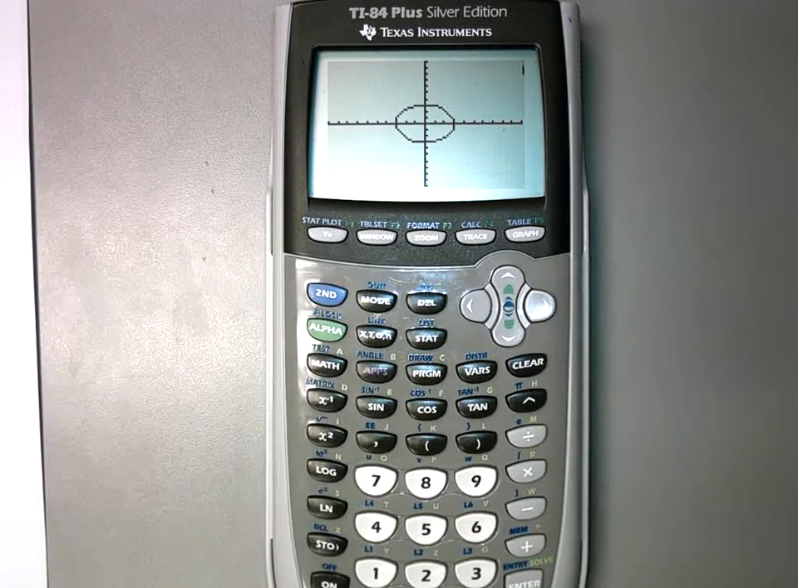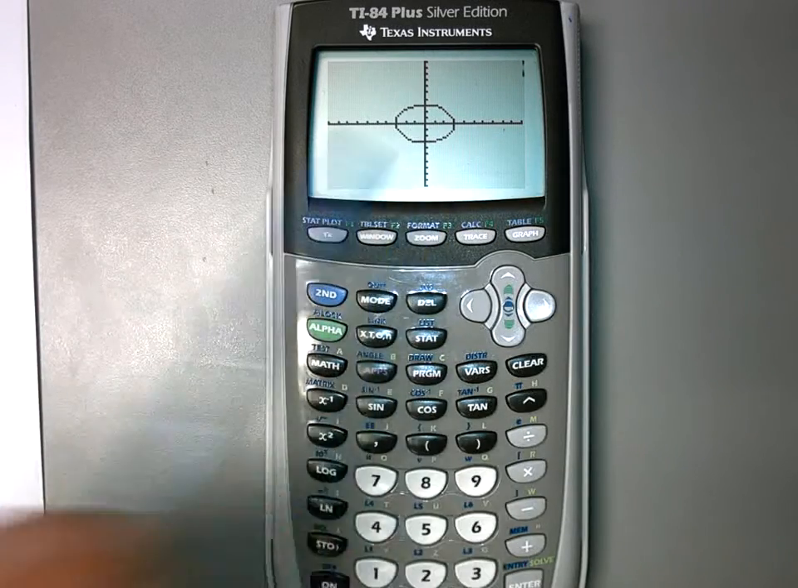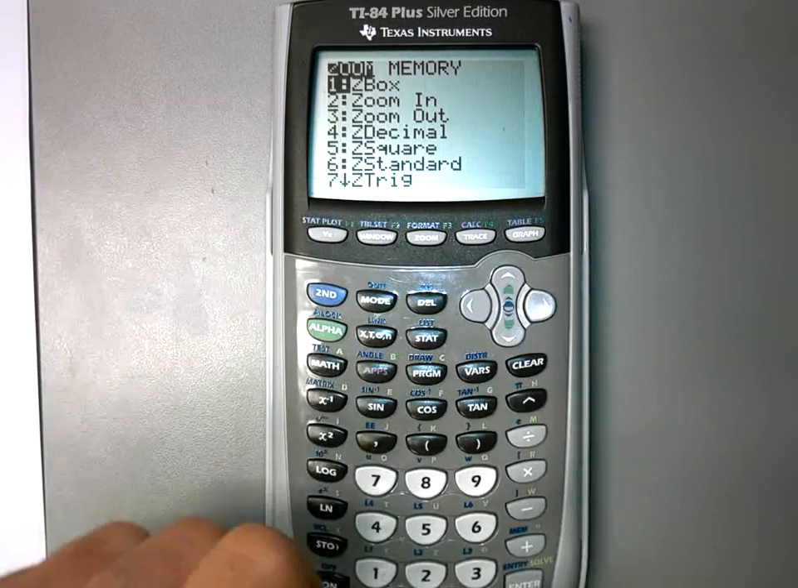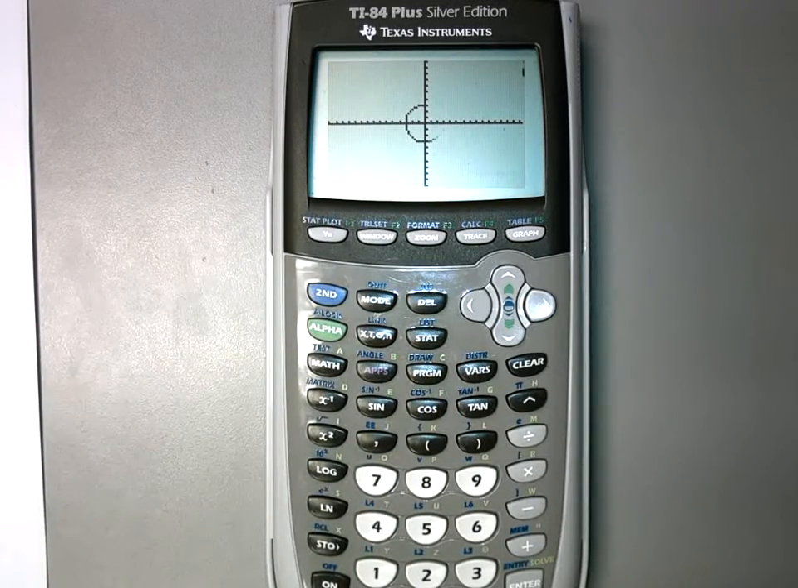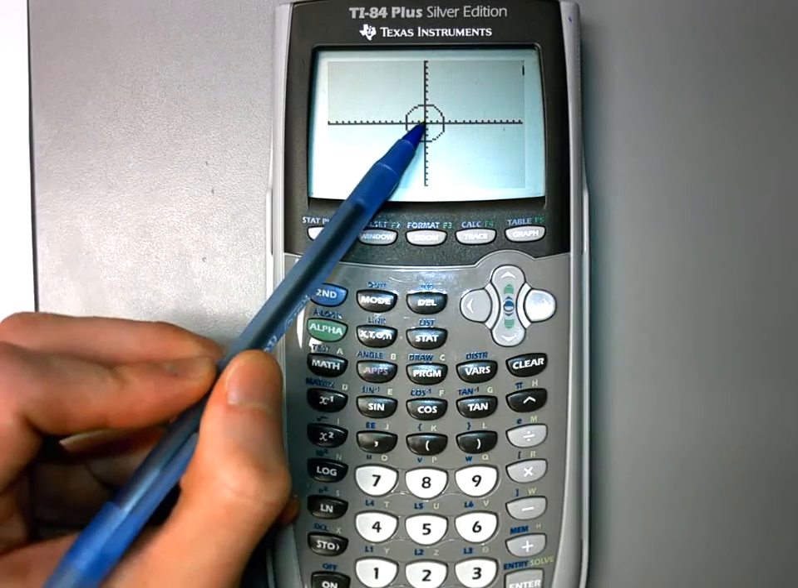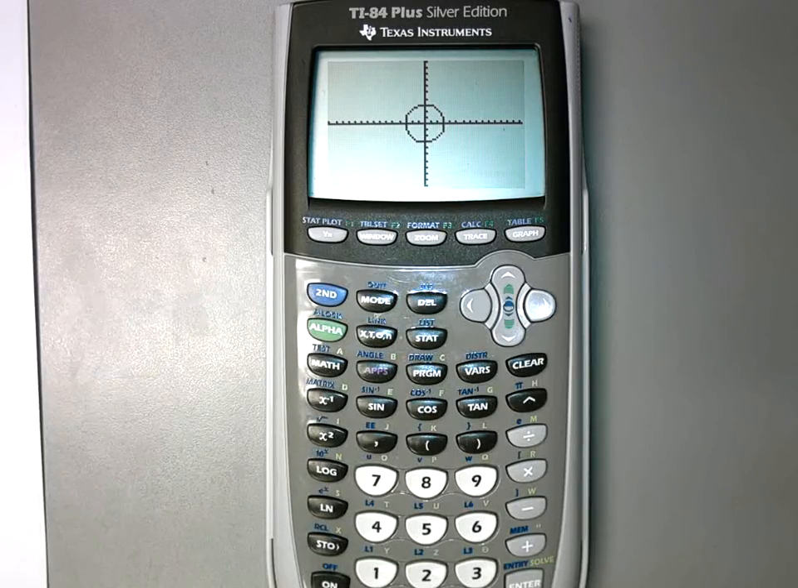Looks a little oblong once again because I can see I've got more x pixels than I do y pixels, and those y's are sort of crunched in there. So if I go to zoom and I choose option number 5, which is zoom square, I'll have more of an even picture of what my circle looks like. I can see right there it's 1, 2, 3 units out, 1, 2, 3 up. So that's a circle with radius of 3.